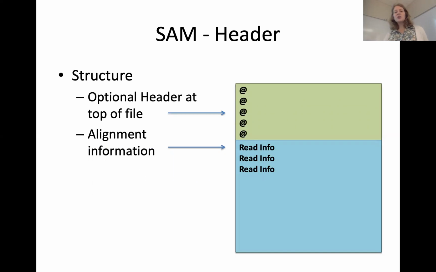So the structure of a SAM file is a header. The first however many lines are needed to express the header are at the top, and they always begin with an @ symbol. Below that, there's one line for every read in the file. And those read lines do not start with an @ symbol. So that's how you can tell when the header has ended and the actual read mapping information begins. It's because it no longer starts with an @ symbol.